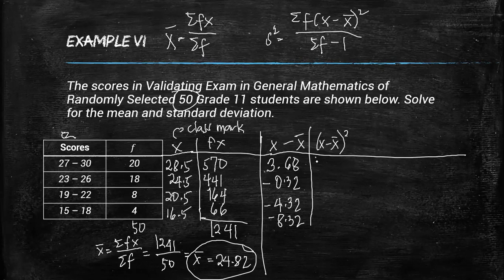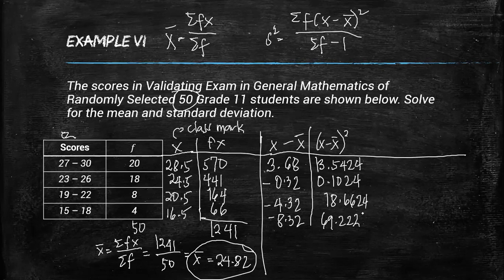So, we have 3.68 raised to 2 or squared. That is 13.5424. Then, we have 0.1024. And then, we have 18.6624. And we have 69.2224 times F, or times natin yung F. We have F times X minus X bar squared.